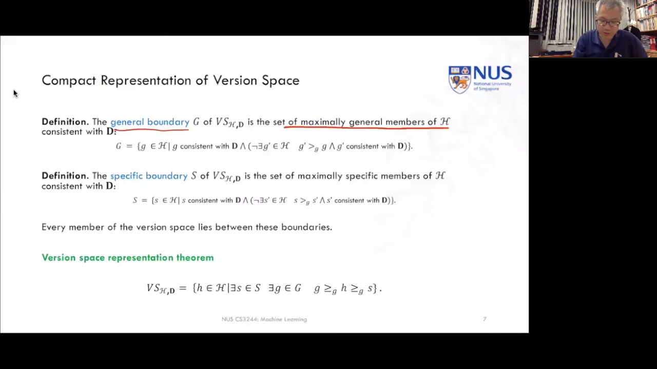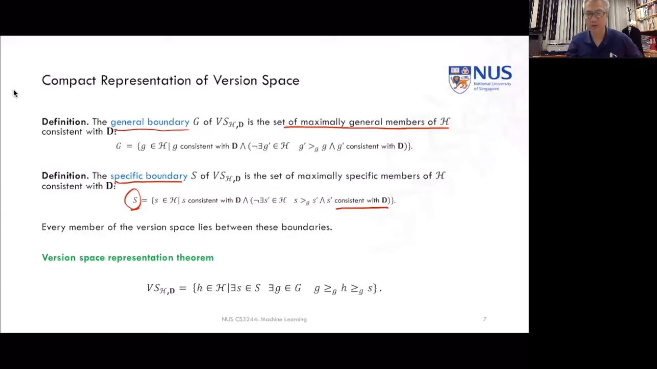And similarly for the specific boundary. The specific boundary S is going to be the set of maximally specific members of the hypothesis set that's consistent with the data set in such a way, again, that there is no other hypothesis S prime that's going to be more specific than any member of the set S, okay, where S here is the capital S, right? So any member of the set is going to be small s, okay, in such a way that all of these are consistent with the data set, okay?